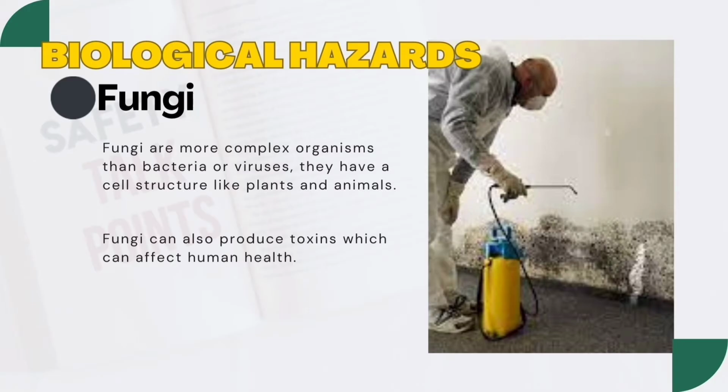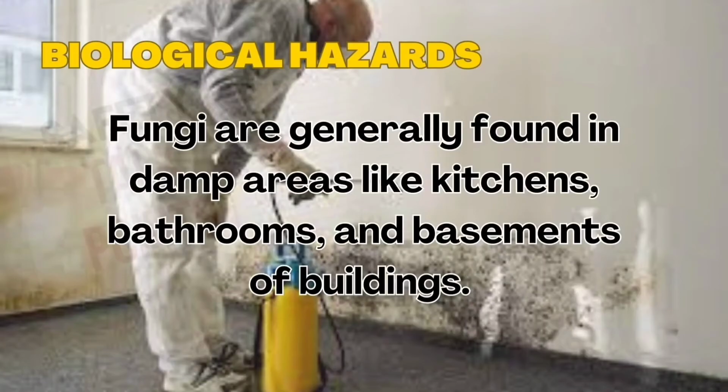Fungi. Fungi are more complex organisms than bacteria or viruses. They have a cell structure like plants and animals. Fungi can reproduce, generating spores. Most spores are dispersed by the air, traveling to a suitable location to develop. Spores make pathogenic fungi a particular risk as they can be inhaled or respired. As well as causing infections directly through inhalation, ingestion or direct contact, fungi can also produce toxins, which can affect human health. Fungi can be found in damp soil and buildings. They can enter the body either directly or through spores being carried there through the air. Fungi need moisture to grow and reproduce. Therefore they are generally found in damp areas, like kitchens, bathrooms, and basements of buildings.